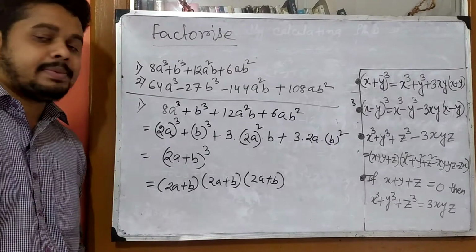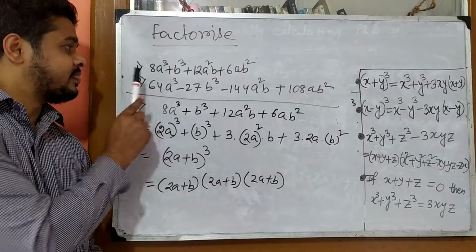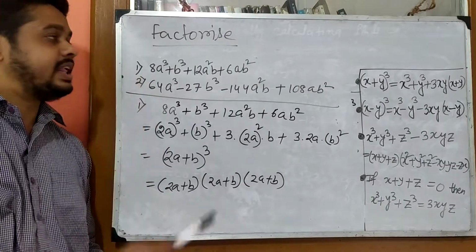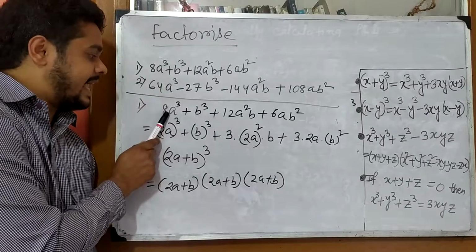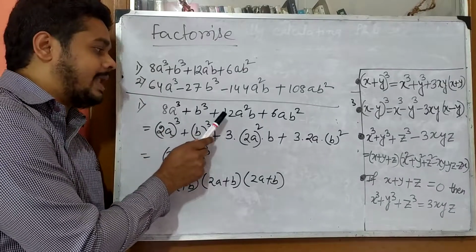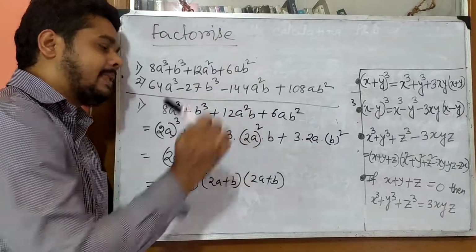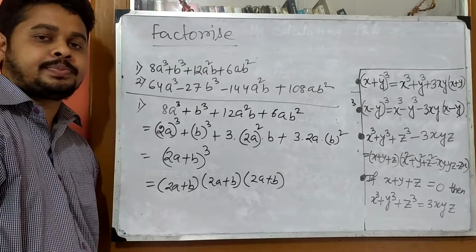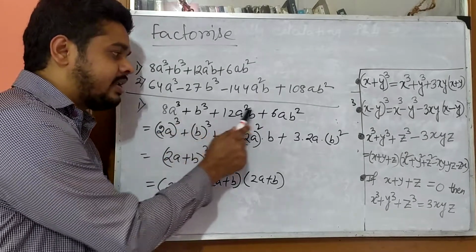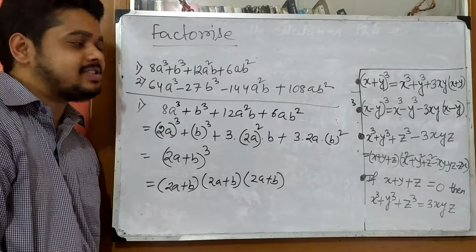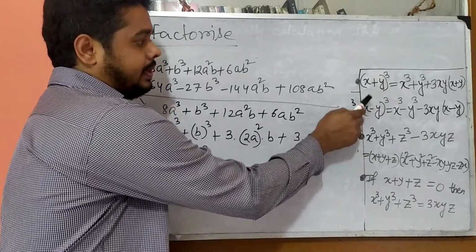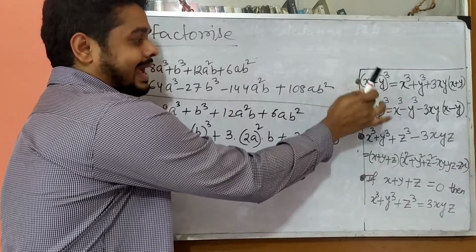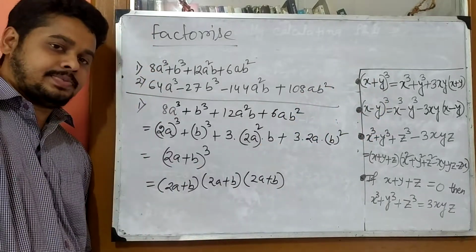Okay, we are coming to the next problem. Two problems are given there and we have to factorize. Now the first problem is 8a cube plus b cube plus 12a square b plus 6a b square. Now how many parts are there? 4 parts. That means if we have to factorize, it must be related to that identity.